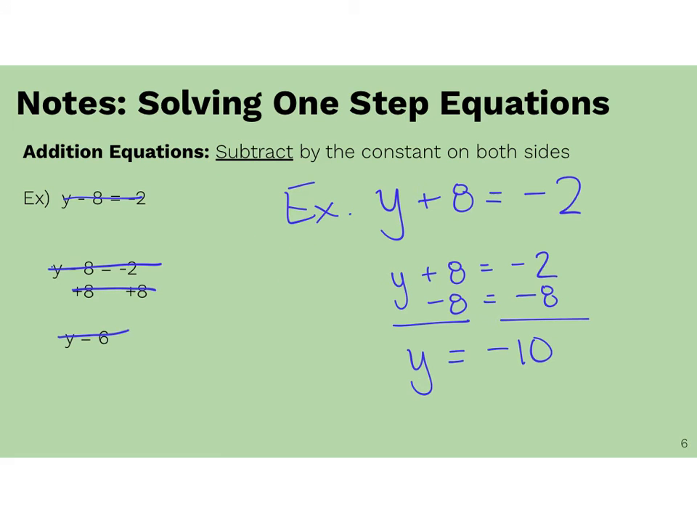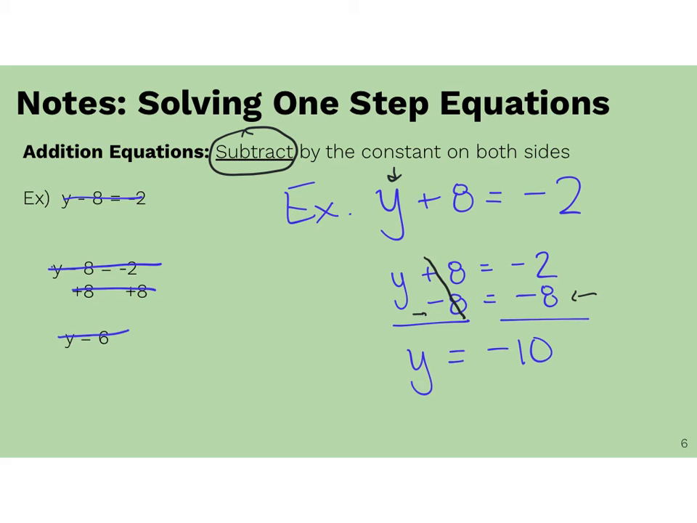Okay, the third type of equation is an addition equation. My slide was messed up, but yours is correct. So if you start with an addition problem, you're going to subtract in order to get the variable by itself. So if I have y plus 8, I want to get rid of the plus 8, so I'm going to subtract 8 on both sides.